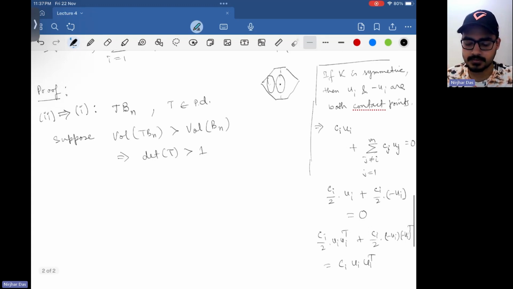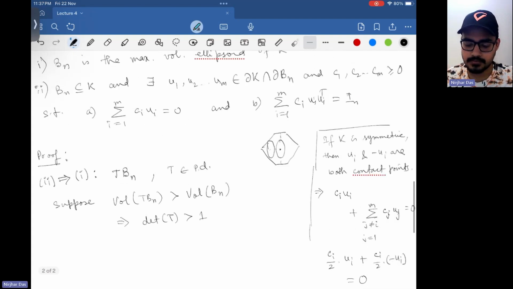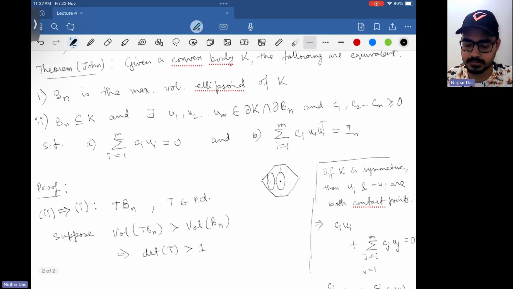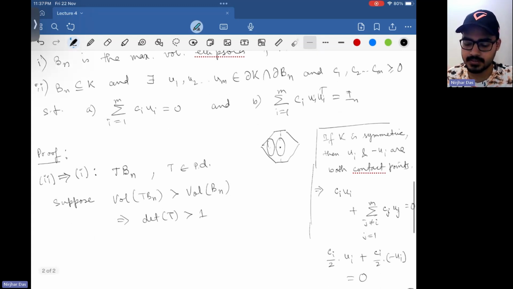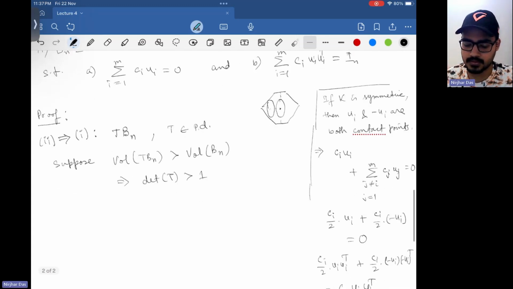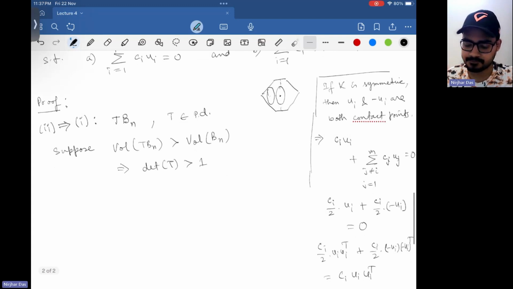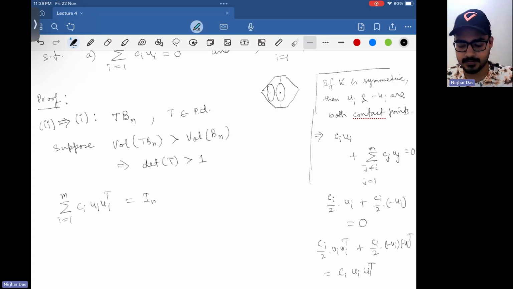But what we know is that we are given condition 2, right? So condition 2 says that the contact points between the ball and the convex body satisfy this. So let's see what happens for the thing. So we have the sum from i equals 1 to m of ci ui transpose equals In, right?